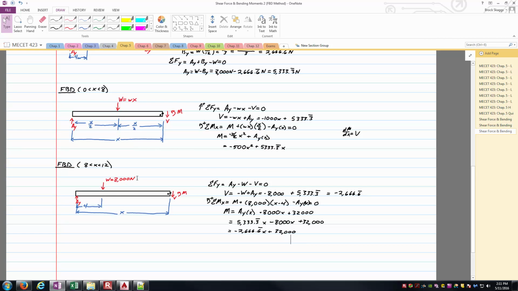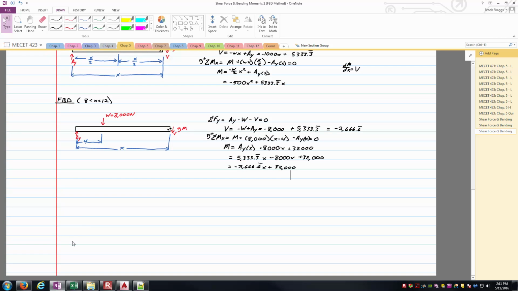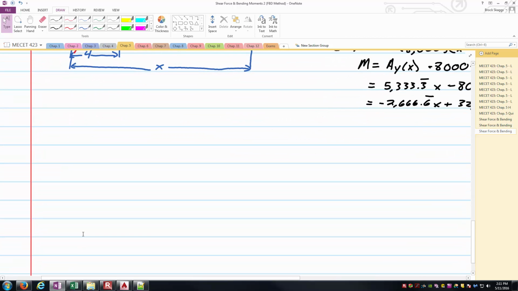We've got between 0 and 8, 8 and 12. That's the entire length of the beam. The only thing left to really do is write those in nice piecewise defined equations. And so we could again do that quickly here. We'd have V as a function of x. Got two relationships here. X is going to be coming in meters, and V will have units of newtons.